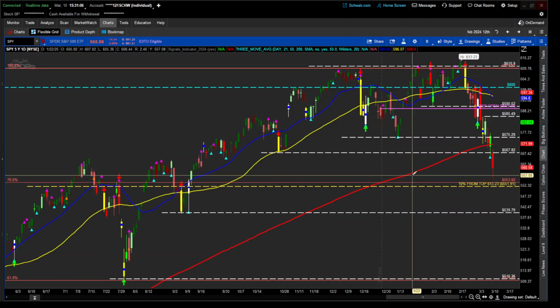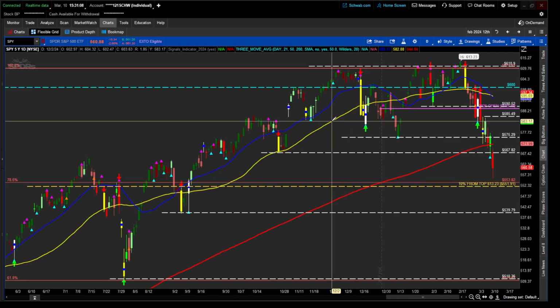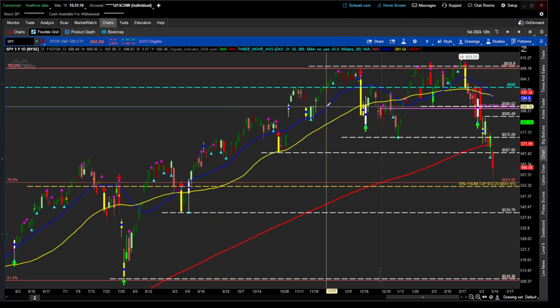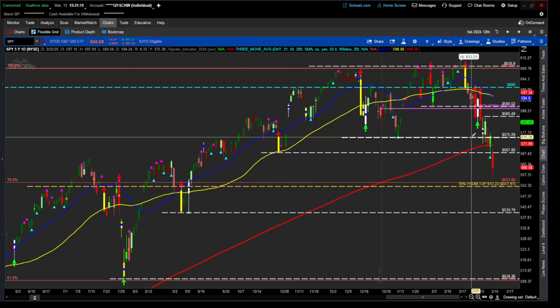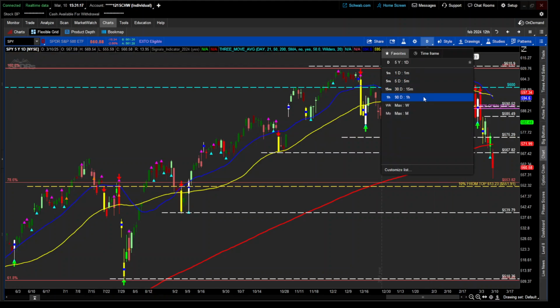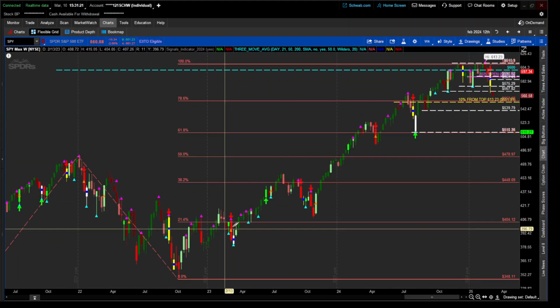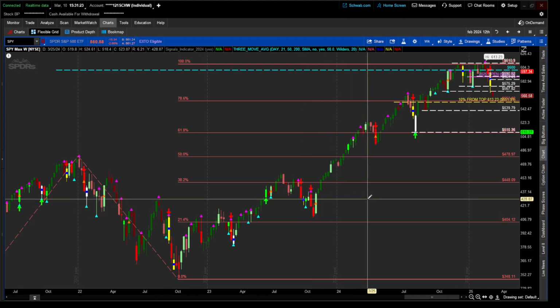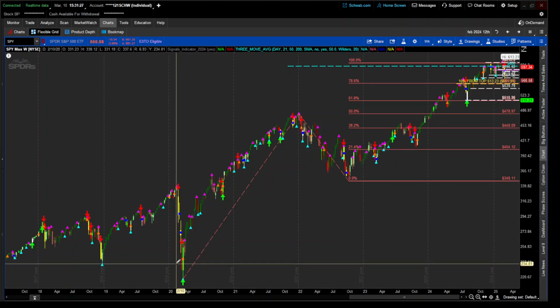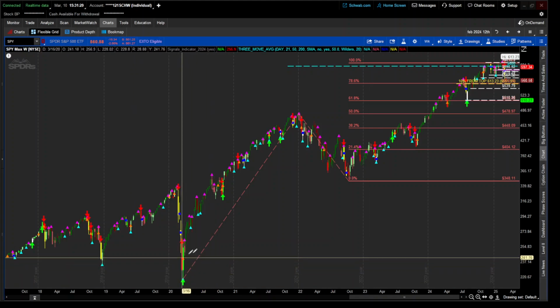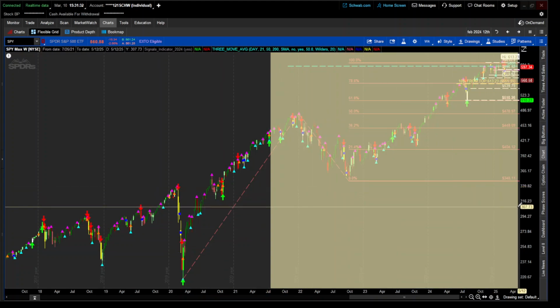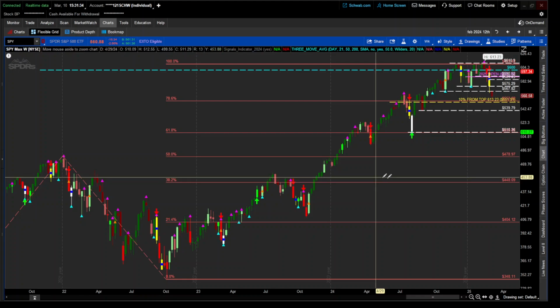The other indicators I have on the screen are the 200 day, the 50 day, the yellow line, and the 21 day, the blue line. And you can see how price has respected these levels. These levels I pulled from the weekly chart, and you can see I have a Fibonacci extension tool on here as well. From, I want to say, 2020, yeah, 2020. So just an idea where price could actually go.